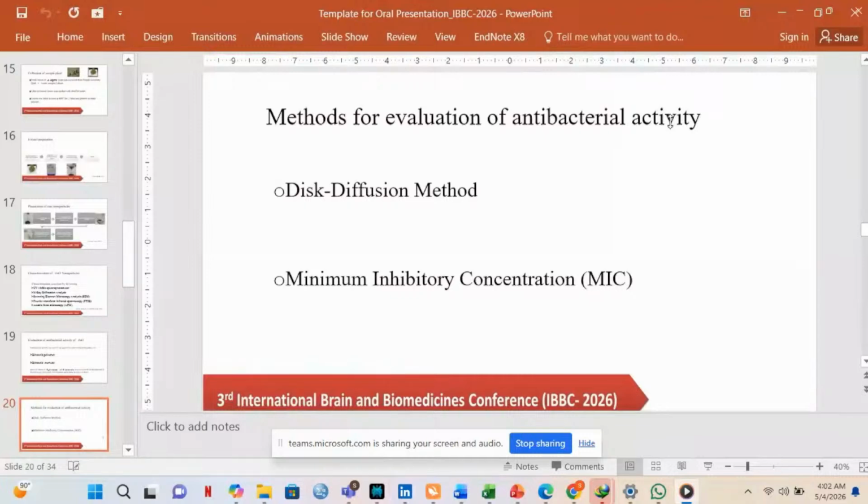Wells of 6 millimeters were made with a cork borer on an agar plate, and then the plate surface was inoculated by swabbing microbial inoculum. Then 50 microliters of zinc oxide nanoparticles was poured, and tetracycline and DMSO were used as positive and negative controls respectively.